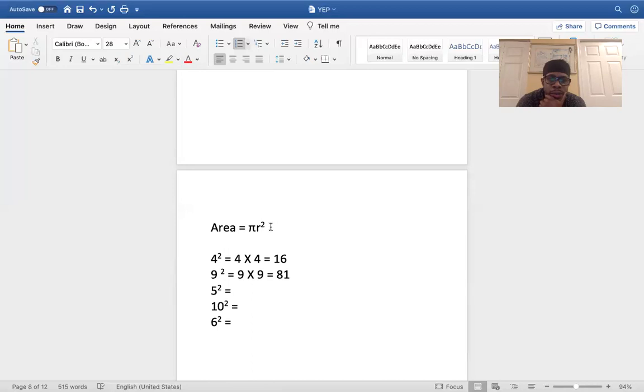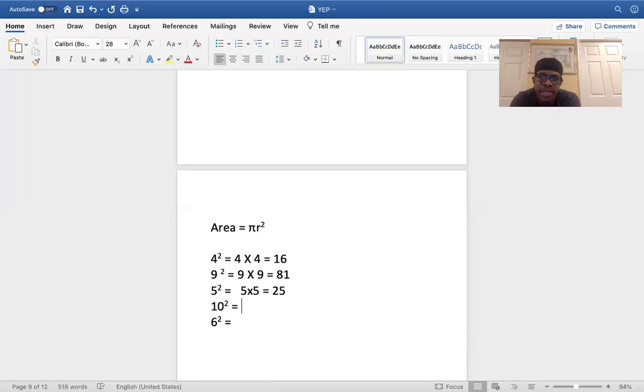Now, we briefly went over this. Anytime you see the square formula, it's letting you know that this number is multiplying by itself this many times. So if you see 4 with a little 2 beside it, or 4 squared, we know that means it's 4 times 4, which is 16. If we see 9 squared, or 9 with a little 2, that means 9 is being multiplied by itself twice. So 9 times 9, which is 81. So let's say we have 5 squared, or 5 with a 2 beside it. What is that going to be? It means 5 times 5, which is 25.